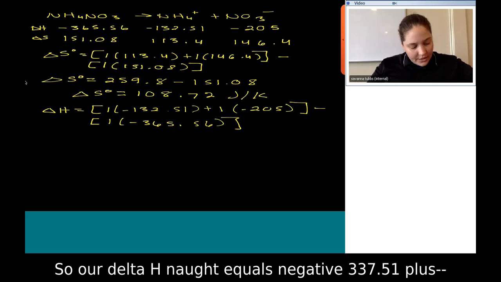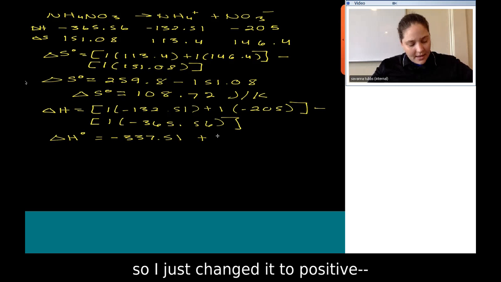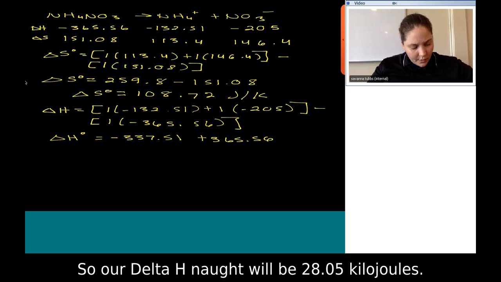So our delta H naught equals negative 337.51 plus, because we have a negative here and we're subtracting it, so I just changed it to a positive. So plus 365.56. So our delta H naught will be 28.05 kilojoules.